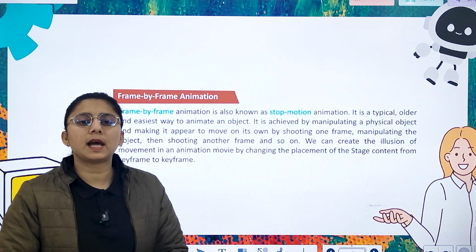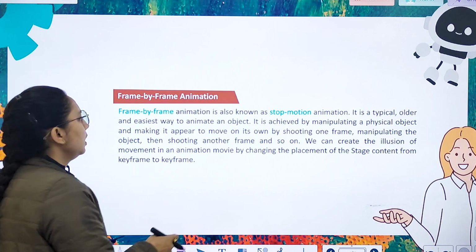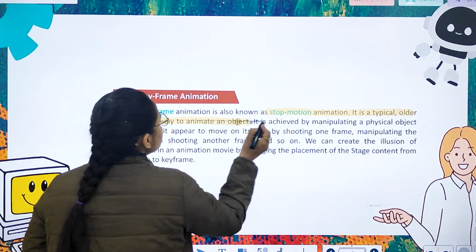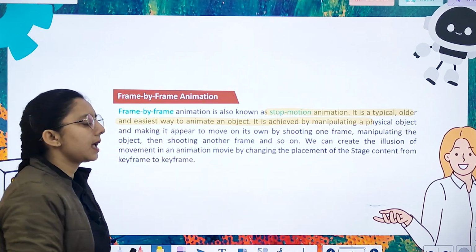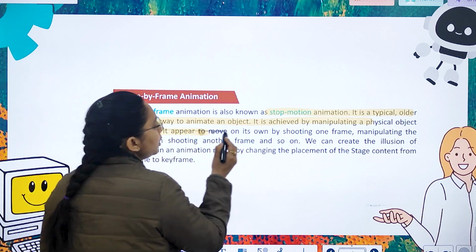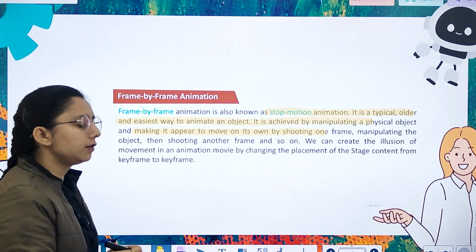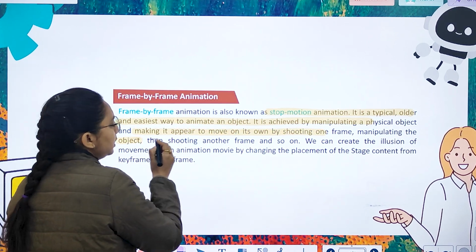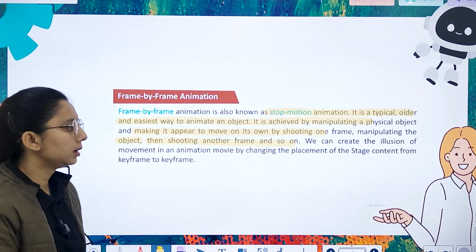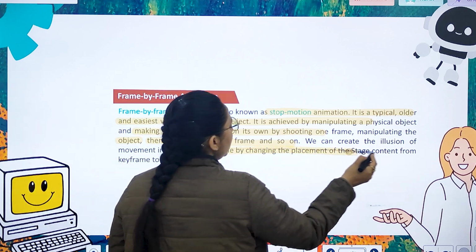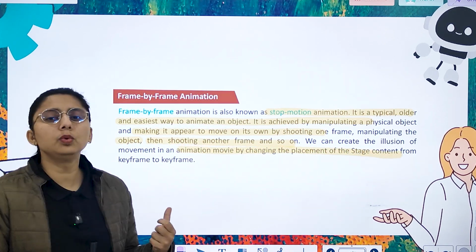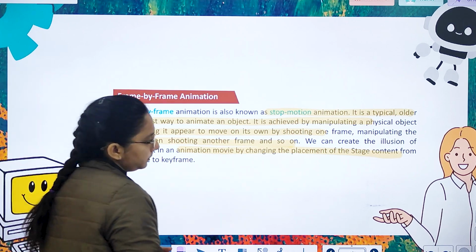Now, frame by frame animation. What is frame by frame animation? It is also known as stop motion animation. It is a typical, older and easiest way to animate an object. It is achieved by manipulating a physical object and making it appear to move on its own by shooting one frame, manipulating the object, then shooting another frame, and so on. We can create an illusion of movement in an animation movie by changing the placement of the stage content from keyframe to keyframe.